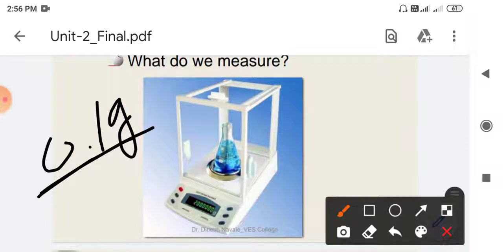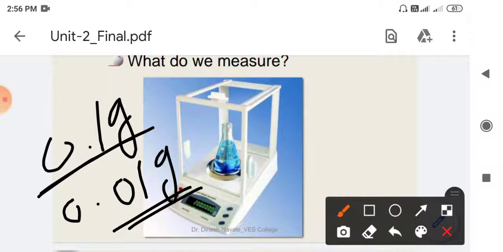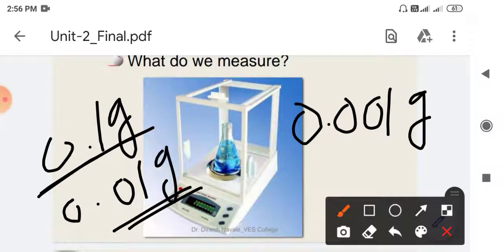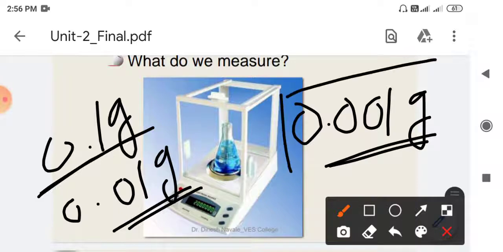For the specific measurement device, the weighing balance, some might show you the result up to 0.01 gram, or some might show you the result up to 0.001 gram, or simply we can say 1 milligram. So this is accurate for our PG level practicals. We will require at least a milligram-level instrument for accurate measurement.